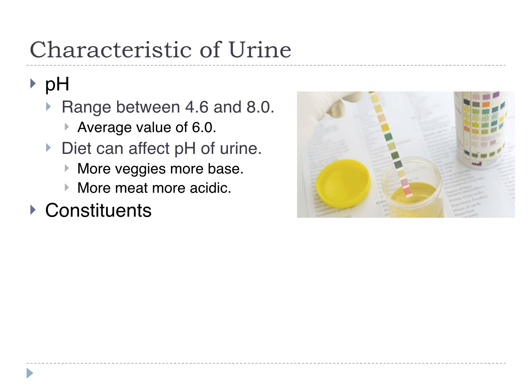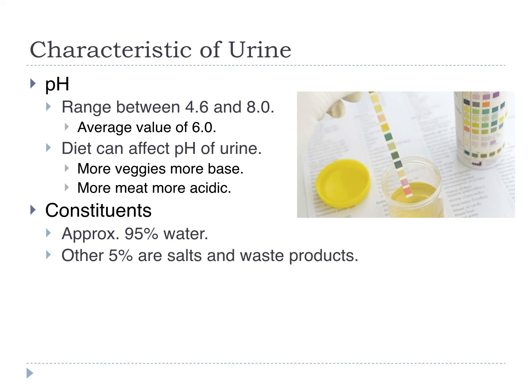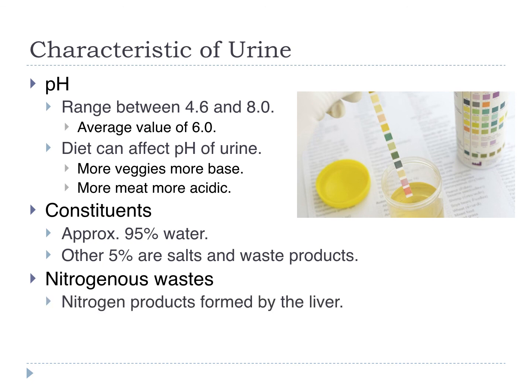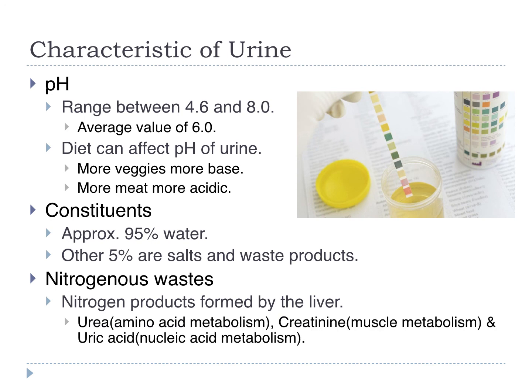Constituents, or the makeup of the actual liquid. 95% of urine is water. The other 5% is salts and other waste products. In fact, here's where we see nitrogenous wastes. Nitrogen products are formed by the liver, and we've got 3 of them: urea, creatinine, and uric acid. Urea is from amino acid metabolism, so that nice breakdown for muscles. We also see actual muscular tissue metabolism with creatinine, and then for nucleic acid metabolism, we see the uric acid.